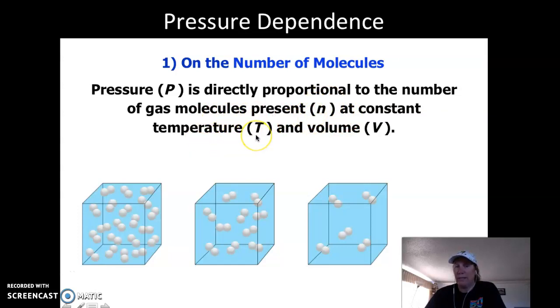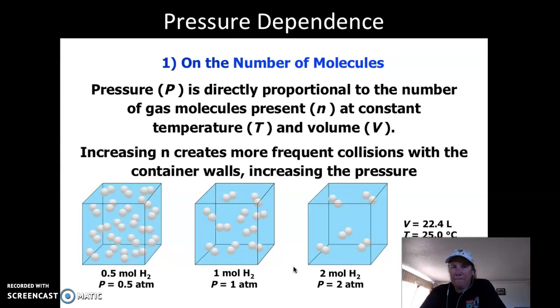Okay, the temperature has to remain constant and the volume has to remain constant, because if you mess with those, then you're going to change the outcome. But if you're just looking at pressure versus number of molecules, they are directly proportional. When one increases, the other one increases. Okay? Here they're showing a half a mole of H2 gas. Its pressure is 0.5. Here we have 1 mole, okay? And the pressure increases and so on. So when you increase the number of molecules, you increase the pressure.